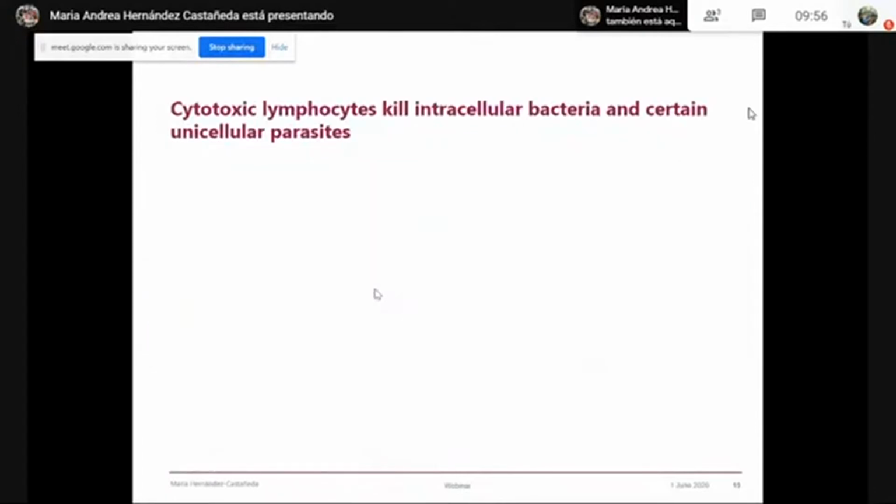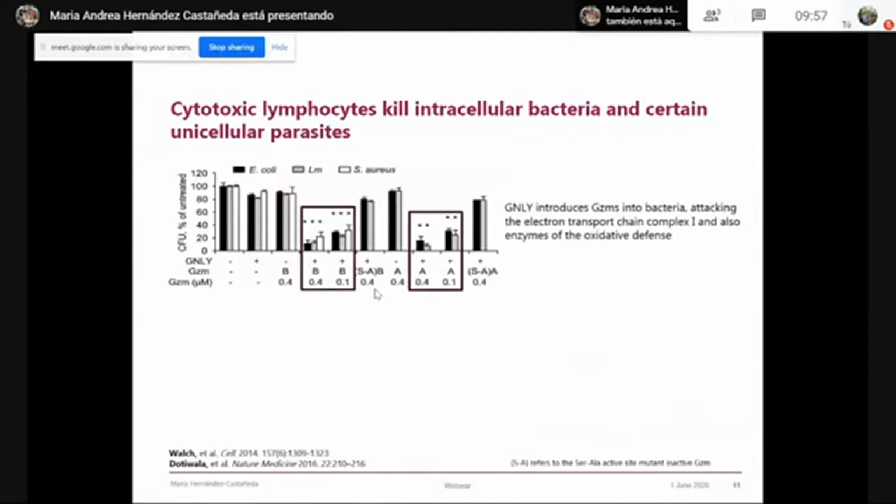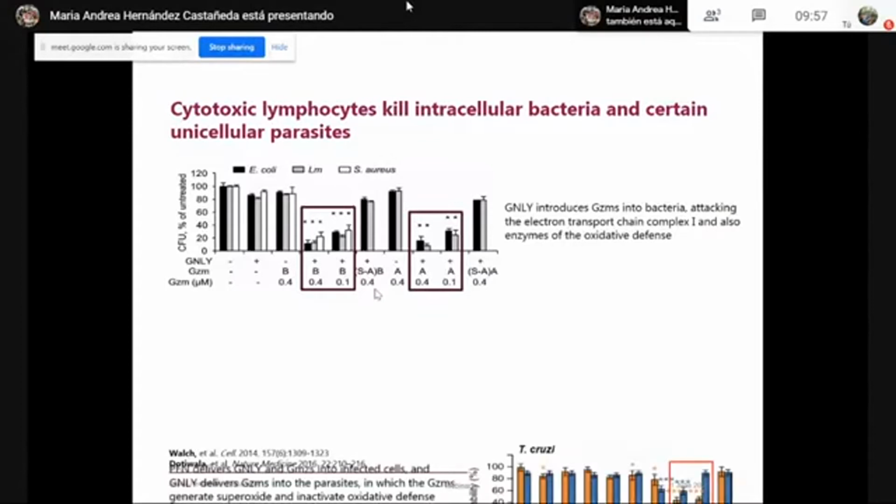Recently, it has been shown that these cytotoxic lymphocytes kill intracellular bacteria and certain parasites such as Trypanosoma cruzi and Toxoplasma gondii. In the case of bacteria, they concluded that granulysin introduces the granzymes into the bacteria, and there inside the bacteria, the granzymes attack the electron transport chain complex and also some enzymes of the oxidative defense, inflicting irreparable damage in the bacteria.